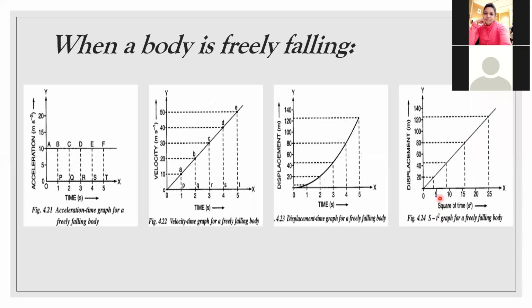If we want to plot a graph between displacement and square of time, then when we calculate the square of time, we will get a straight line inclined to the x-axis. So this will be the graph of displacement and square of time. Okay, like this. Any problem in all of these four graphs? No problem. Good.